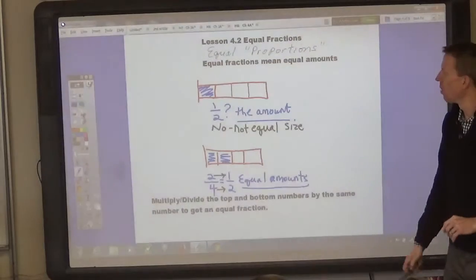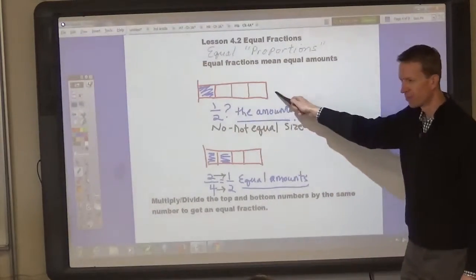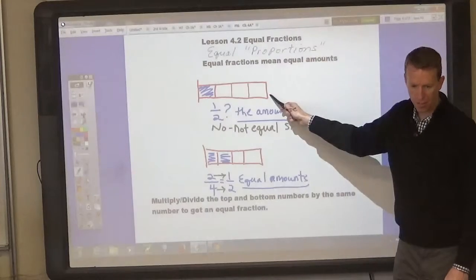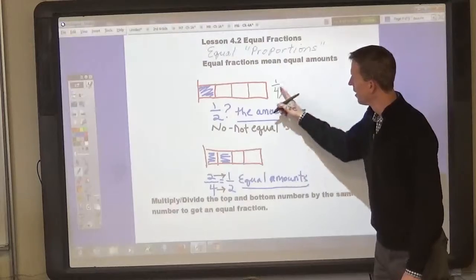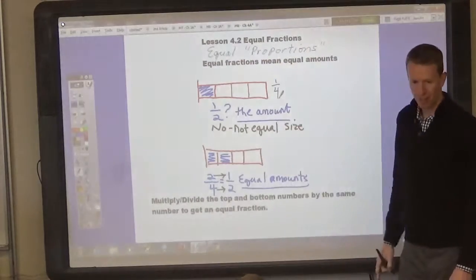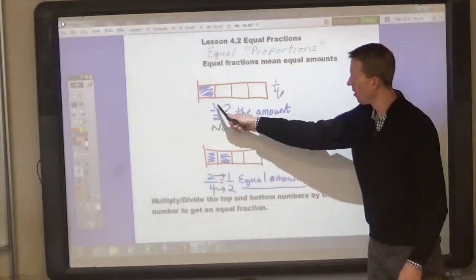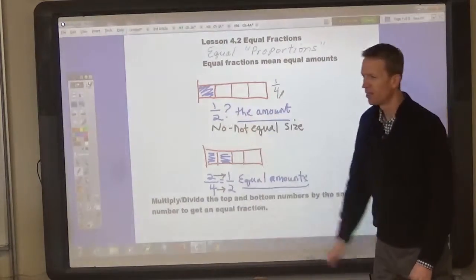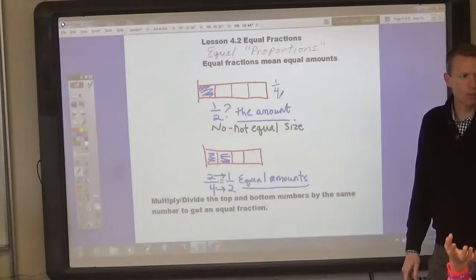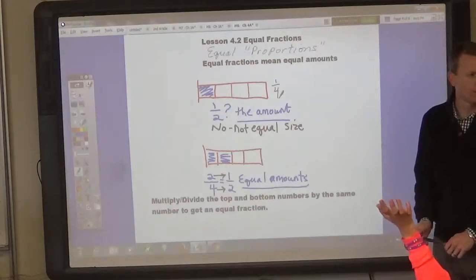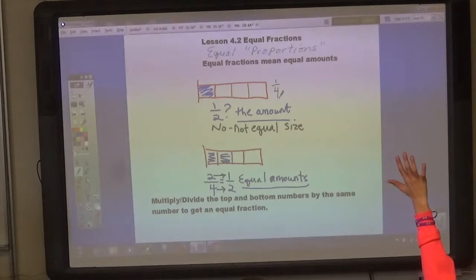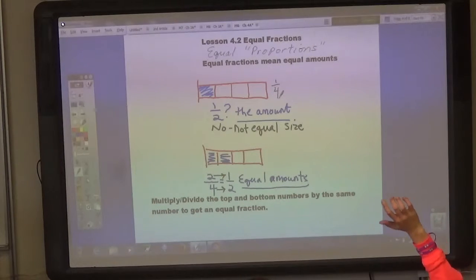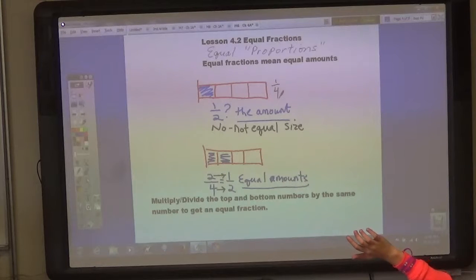Okay? So, look at this fraction. 1/4, right? This is 1/4. Is that equal to 1/2? No. Why not? There's still one piece. The 1 is equal. What's the difference between 1/4 and 1/2? They're both 1, right? They're both one piece. Is that 1/4 is less than half? Well, yes, 1/4 is less than a half.